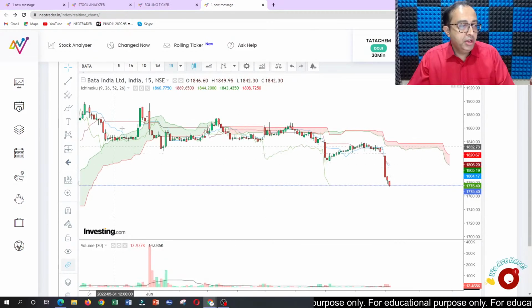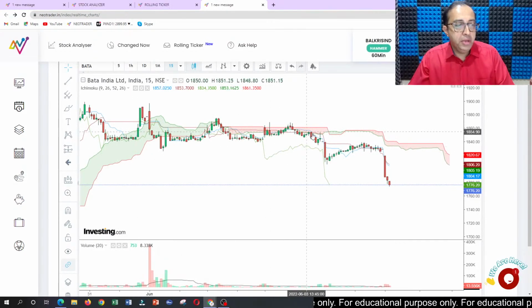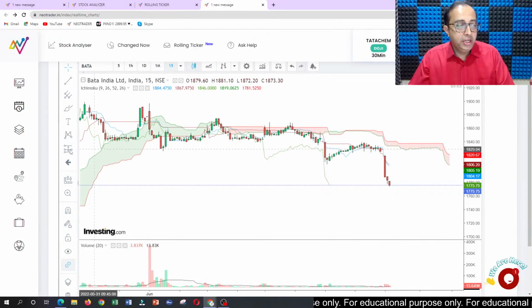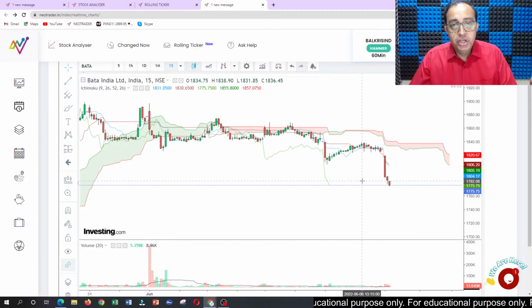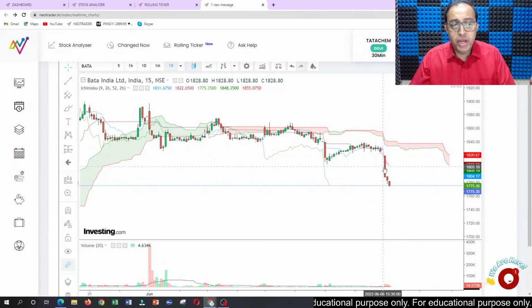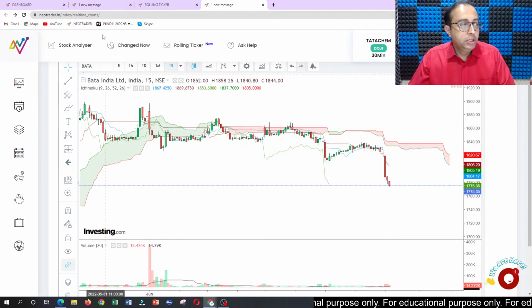So you can see here that the stock has spent some time in consolidation. It tried to go up, and then it has given a good breakdown. So you can see here that even based on the Ichimoku setup, it's giving a good short here. So this would be a very good short candidate. So you can see here that it's given a nice long body candle, and then it's going down.